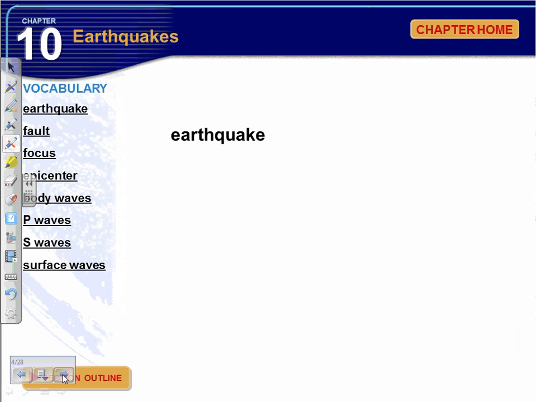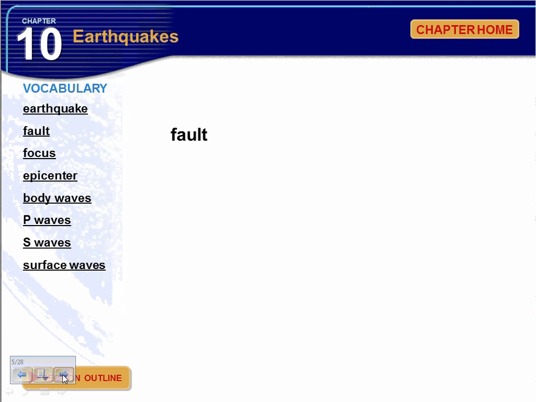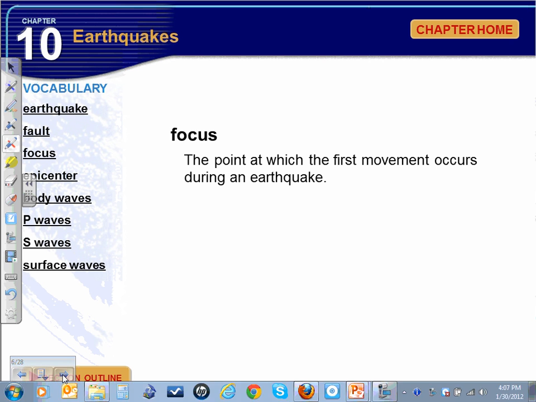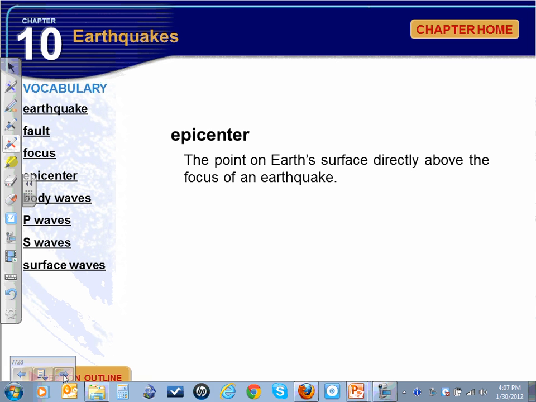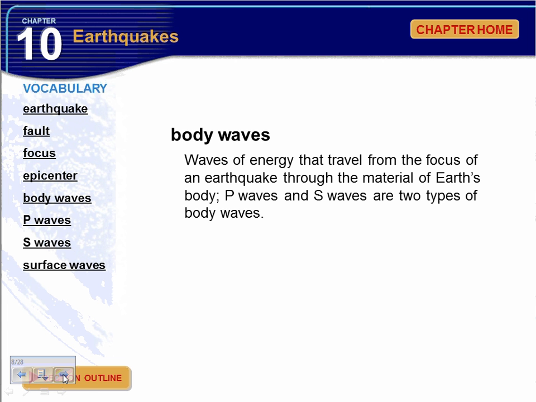The vocab for Section 1: an earthquake, again, is the shaking of the Earth's crust caused by a release of energy. A fault is a break in the lithosphere along which movement has occurred. The focus is a point at which the first movement occurs during an earthquake, and remember, it's usually underground. The epicenter is a point on the surface directly above the focus of an earthquake. Body waves are waves of energy that travel from the focus of an earthquake through the material of Earth's body. P waves and S waves are two types of body waves.